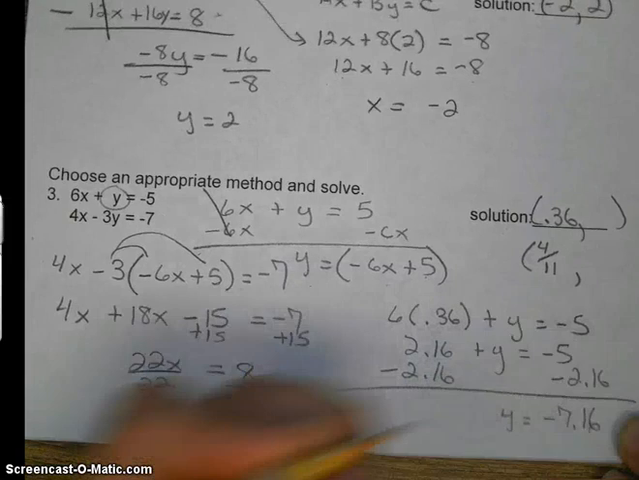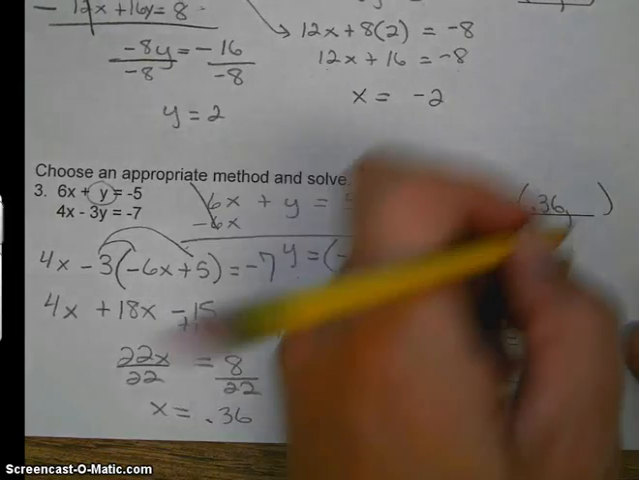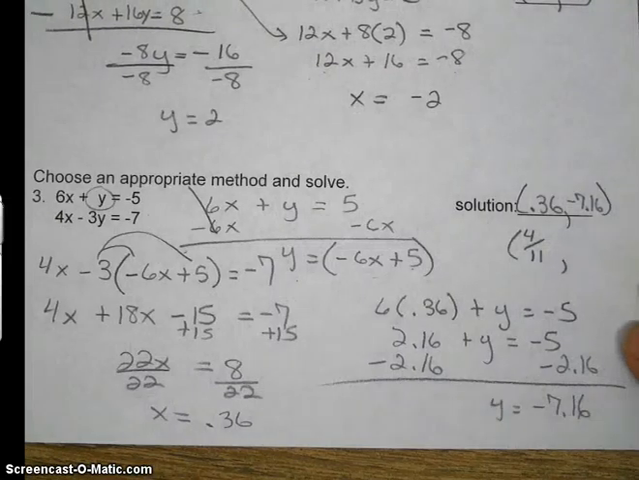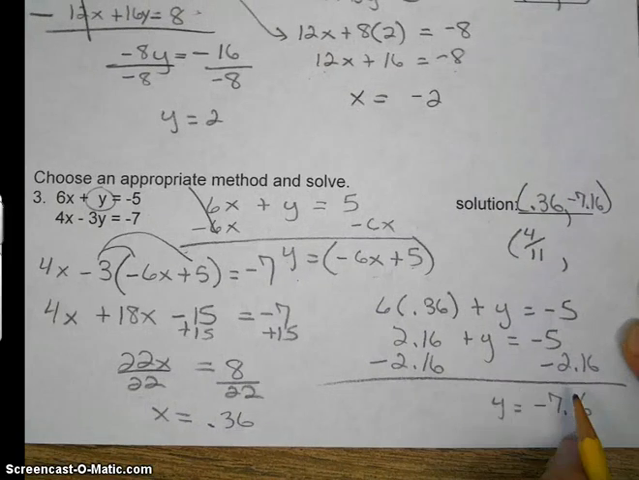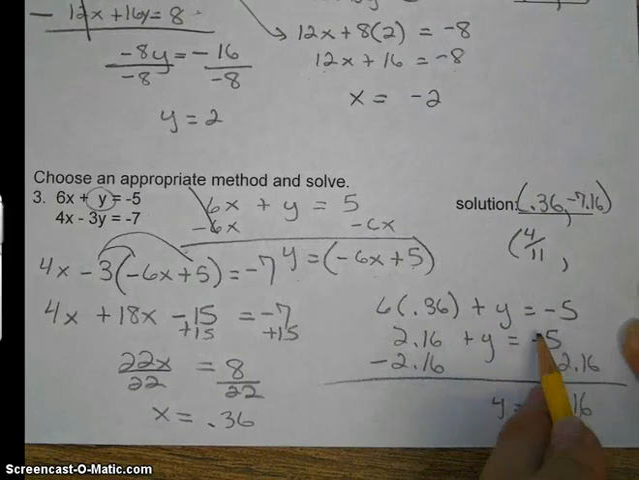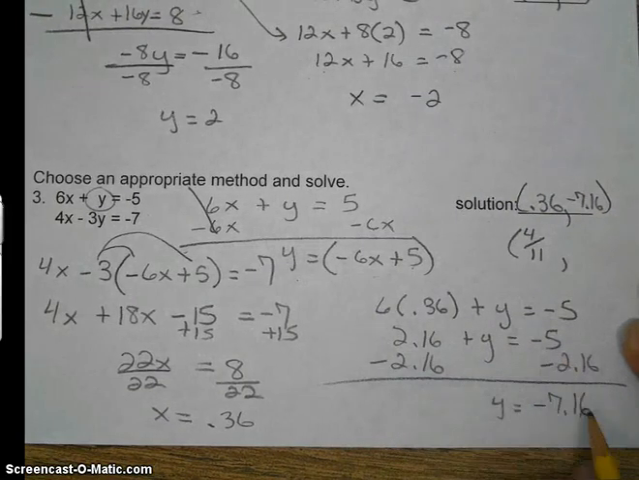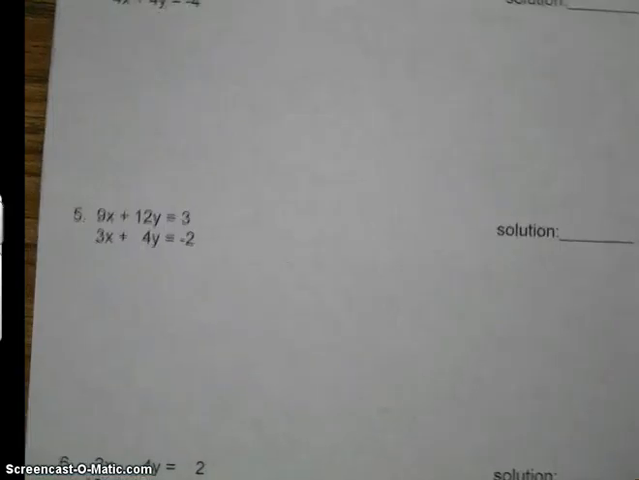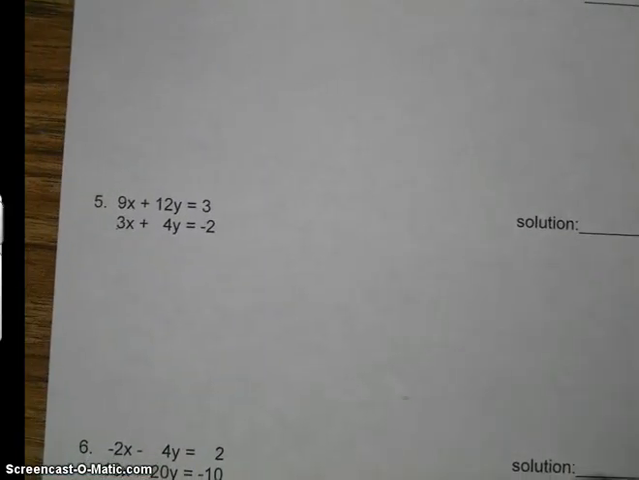I knew that. I knew that. Sometimes we get so dependent on the calculator. -5 minus 2.16. Easy one. All right. Okay.